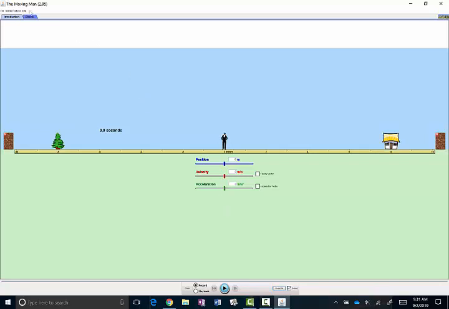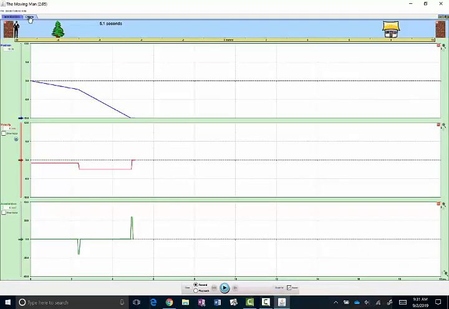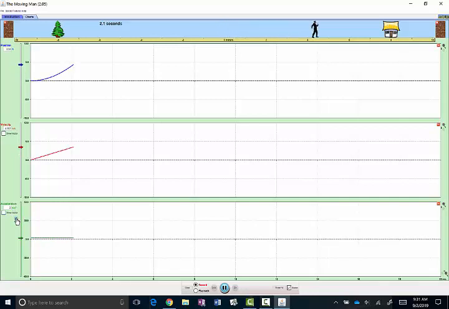Then I'm supposed to go to the chart tab. I'm on step 14. Reset all. Then I'm supposed to type in an acceleration of 2 and push play. And this time I'm supposed to describe what the graph looks like. And they want me to say what the position graph looks like, what the velocity graph looks like, and what the acceleration graph looks like.